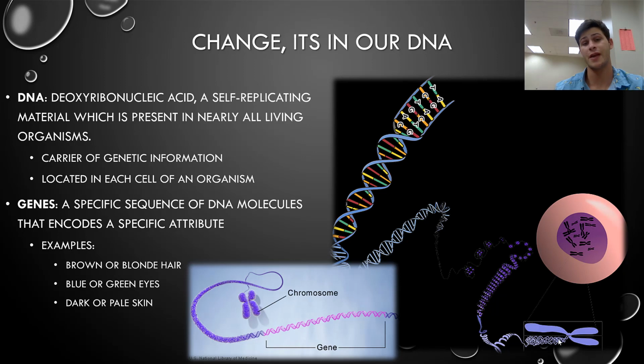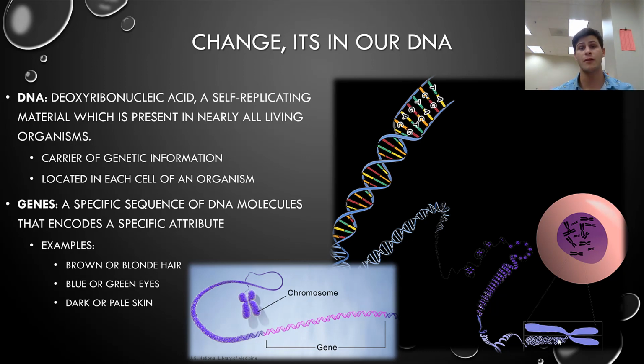Now that we have discussed evolution and the mechanism through which evolution operates, natural selection, we can get into some of those genetic alterations that we were talking about in some of the earlier slides. And when we talk about genetics, we really need to understand that the fundamental blueprint for our genetic information comes in something called DNA. DNA, or deoxyribonucleic acid, is a self-replicating material which is present in nearly all living organisms. And DNA is an organic compound that is the carrier of all of our genetic information.